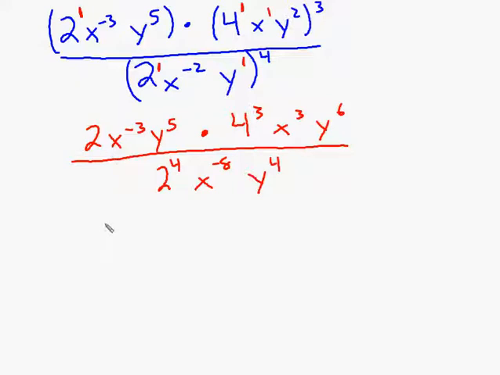Product rule with the 2, anything? No. Product rule of this x to the negative 3. What do I get? 7. X to the 0, which is just 1. I think it'll be confusing if you wrote 1 there. You might think that's a 21. So I don't need the x.